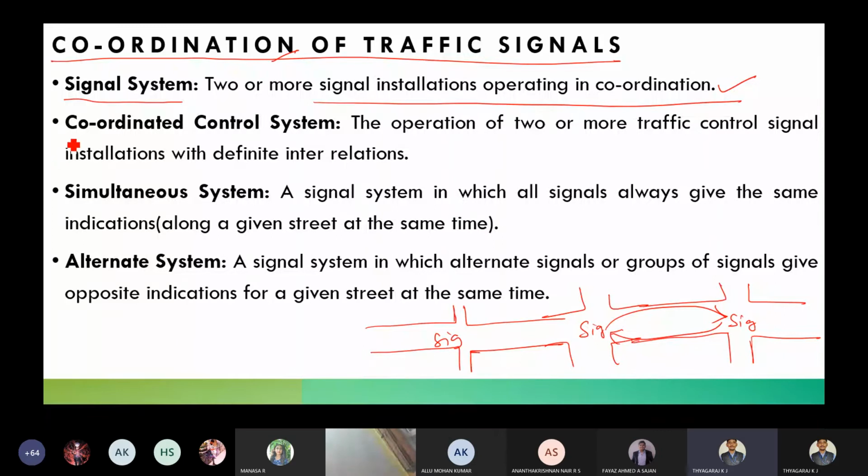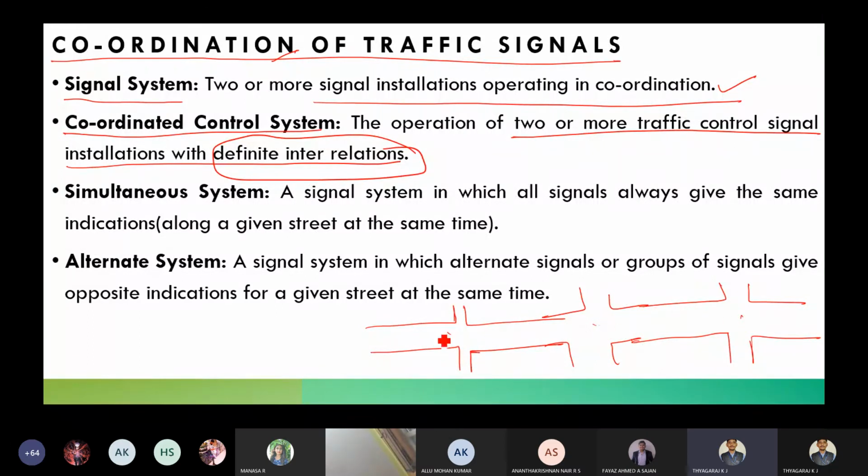Then the second one is the coordinated control system: the operation of two or more traffic control signal installations with a definite interrelationship. When there is a definite relationship between the signals, for example between 1, 2 and 3, we call it a coordinated control system. As we all know, coordination means there will be some relationship between the signal systems. That we call a coordinated control system.